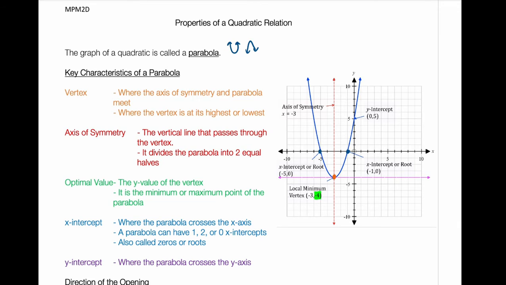The x-intercepts, we've also mentioned that they're also called the zeros or the roots. So just some new terminology that we're going to be looking at. And then the y-intercept. The y-intercept is where the parabola crosses the y-axis. And again, it's fairly straightforward.